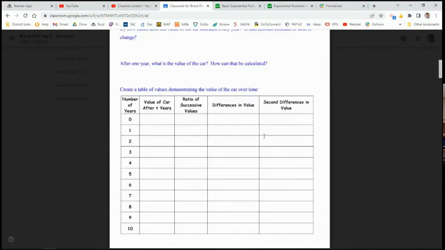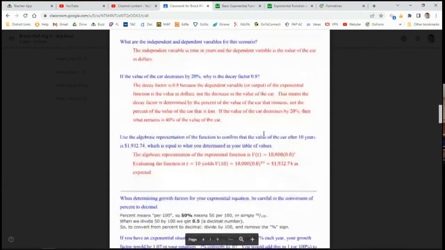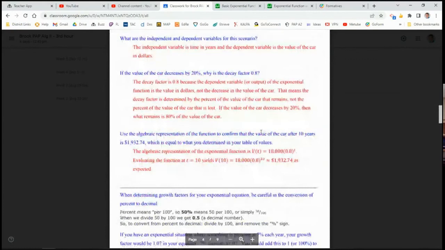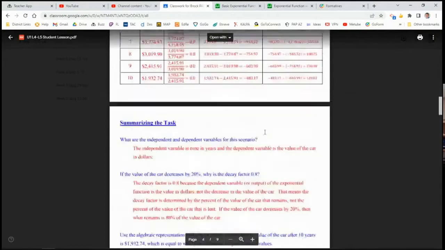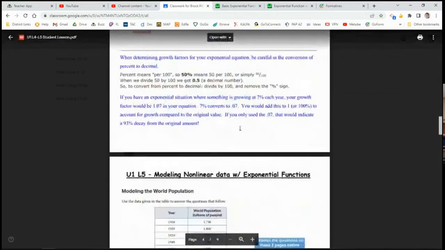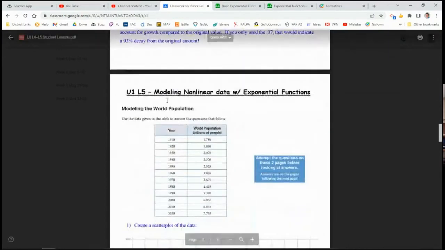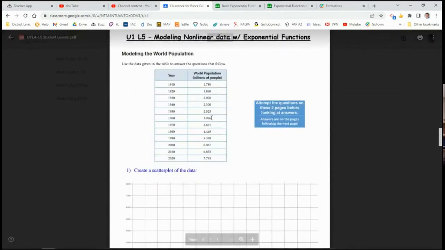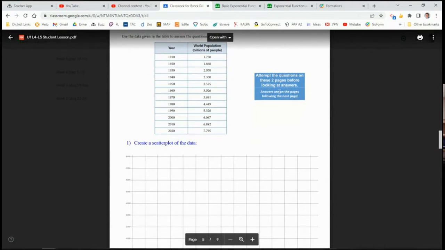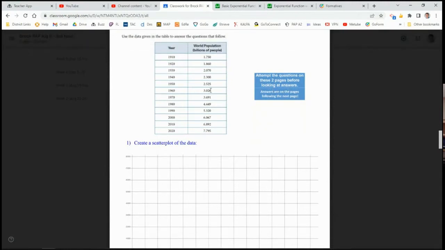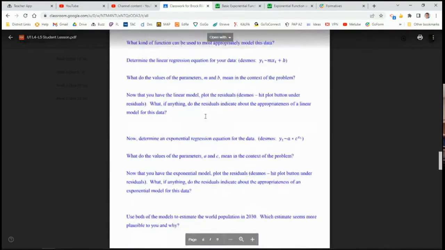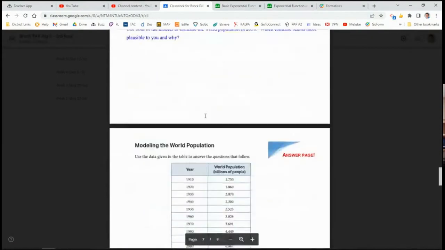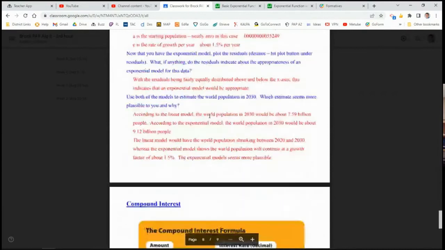So see if you can do that. And then after that one, I got another thing down here summarizing the task. That's part of this right here. When determining growth factors, there's more information down here on lesson 5. So you're supposed to use this table to answer the questions that follow. And again, there's 2 pages, and then the answers will be in the pages after that. So create a scatter plot of this data, and then try to answer these questions from it. Then here's the answers down here. I've got all the answers.